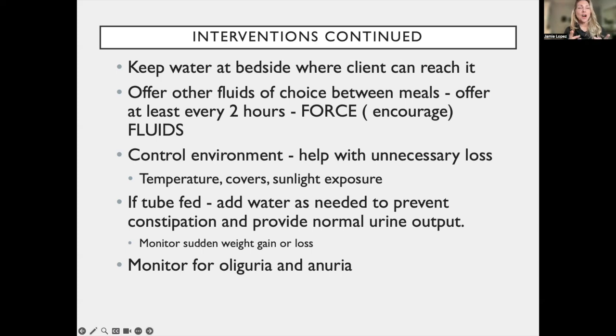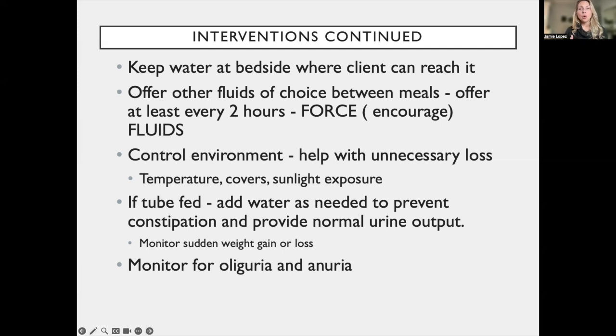I have here to offer fluids of choice in between meals, and then obviously fluids during meals. And then it says here, force fluids. That was the old term. I don't like to use the word force fluids anymore. So I say encourage fluids. And by encouraging it, just be like, okay, every time I come in the room, you're going to take 2 sips of your water, just so that they can start to hydrate, because they might not feel the urge to drink.